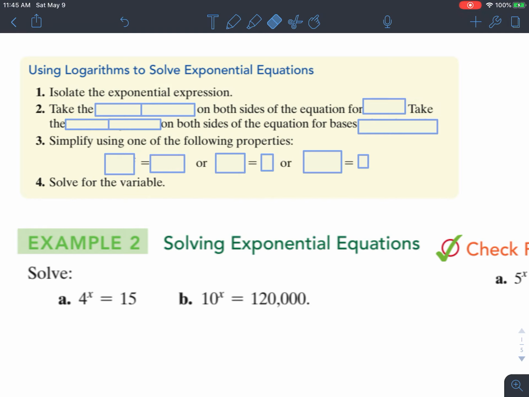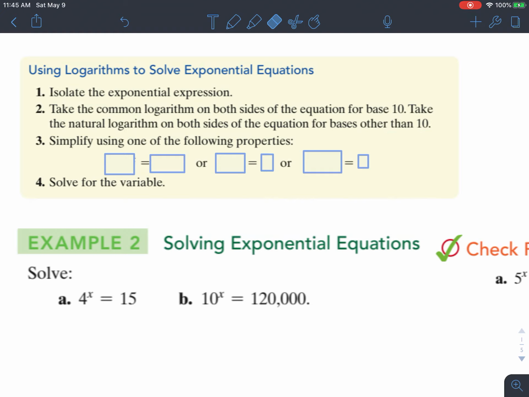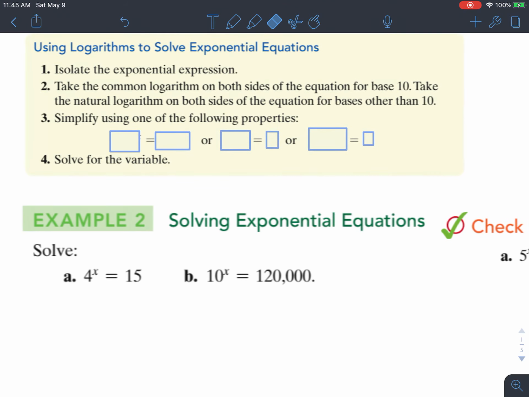The next thing we do is we take the common log on both sides of the equation. That's for base 10. You can actually take any log you want. You could take a log base 2. It doesn't make any difference as long as you do the same log to both sides. The instructions from the book say take the natural log for bases that are not 10. But as I just said, it doesn't matter what log you take as long as you take the same log on both sides. And then you'll simplify.